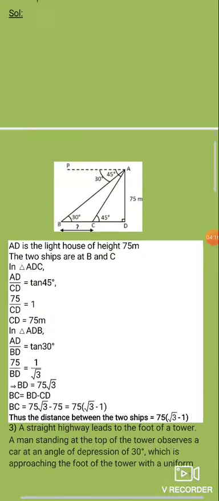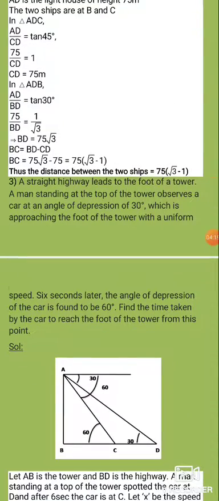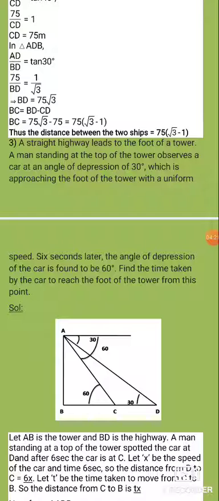Okay. Now the next question. A straight highway leads to the foot of a tower. A man standing at the top of the tower observes a car at an angle of depression of 30 degrees, which is approaching the foot of the tower with a uniform speed. 6 seconds later, the angle of depression of the car is found to be 60 degrees. Find the time taken by the car to reach the foot of the tower from this point.